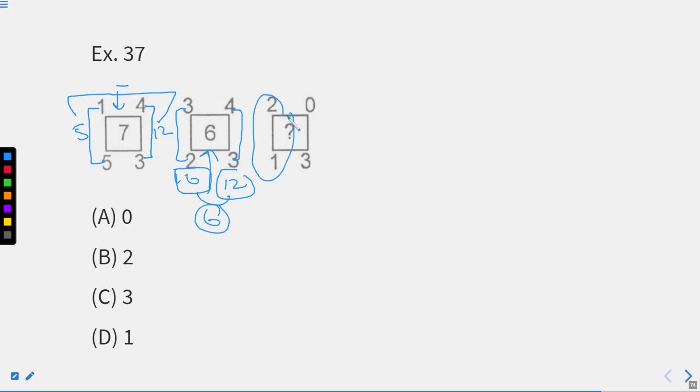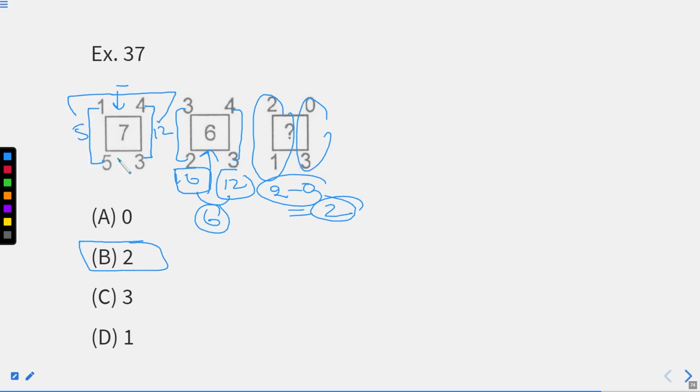Here, 2 into 1 is 2, 3 into 0 is 0. So the difference is 2. 2 is your answer. So how am I able to figure out all these things? Just look for the answer that you want, that is 7. And how can you get to 7? You just need to figure that out.